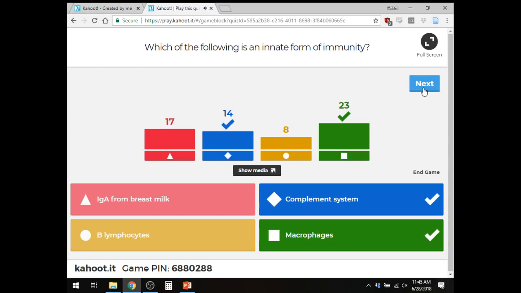Yep, so 2 correct answers here. So IgA from the breast milk would be what kind of immunity? It's more of an acquired sort of immunity. The B lymphocytes, actually producing immunity, that's going to be an acquired form of immunity as well. However, the complement system and the macrophages, we have both of those right at birth. They're both good to go, essentially, right? So those are an innate sort of immunity in that case. Okay.